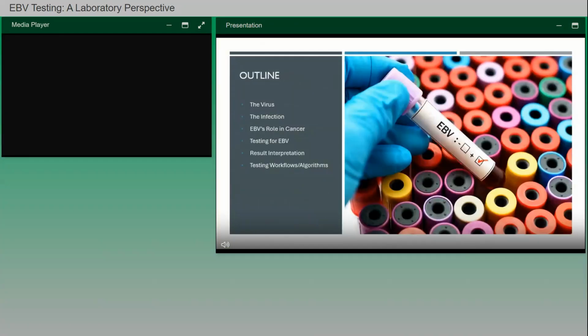For this talk, we're going to talk about the virus itself, look at the virion, how it's structured, and the infection that EBV causes. A very interesting aspect of EBV is that we're learning more and more about its oncogenic properties, its role in cancer. We'll talk about that. Of course, the various tests we have to detect EBV, and then how to interpret that and put that into a clinical context. And then finally, I'll briefly talk about some of the workflows and algorithms that clinicians use around EBV and what we do here within our own health system.